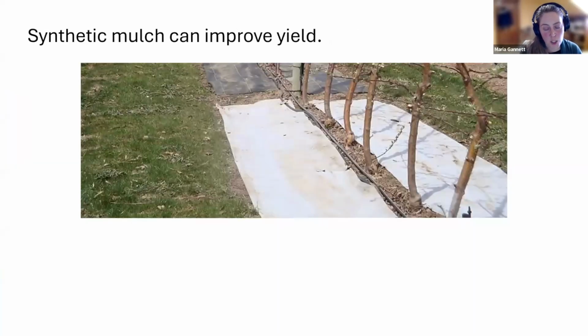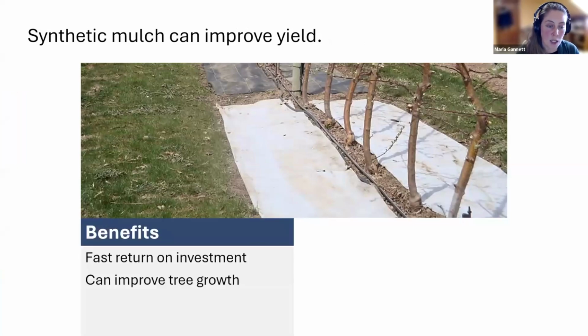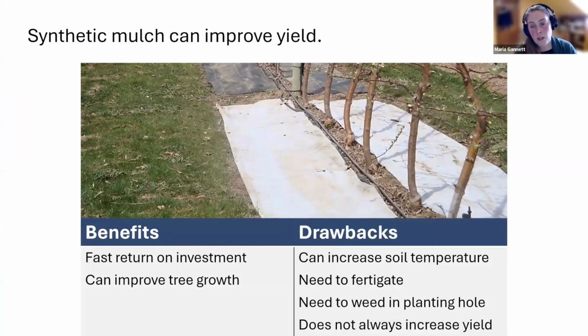Synthetic mulch is another option you can use. It is, I'd say, a little less common, but these synthetic plastic mulches can be relatively inexpensive. And so when used in a system effectively, they can lead to a pretty fast return on investment. And some people have found improved tree growth.